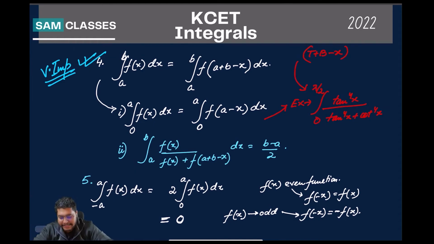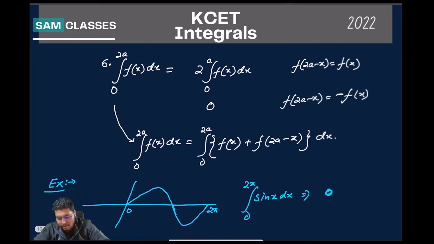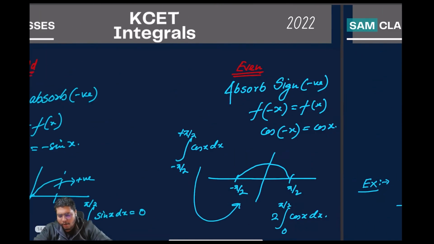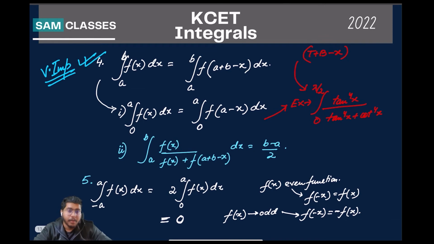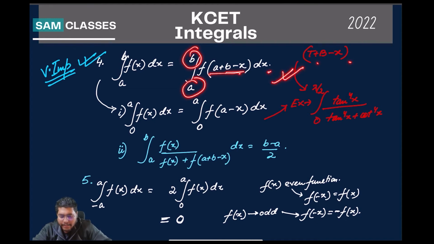Coming to the next, these formulas are the most important formulas. Formula 4, Formula 5, and Formula 6, students. This is almost the most important part of the formula chart. Let's see. So integration of a to b f(x) dx can also be written as integration of a to b f of (lower limit plus higher limit minus x) dx. Lower limit plus higher limit minus x.